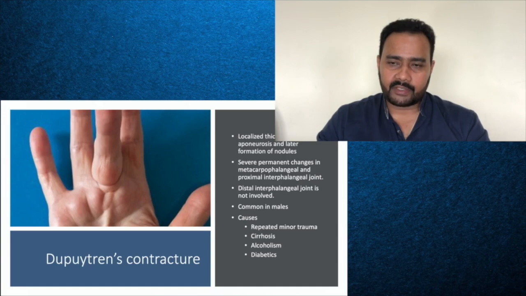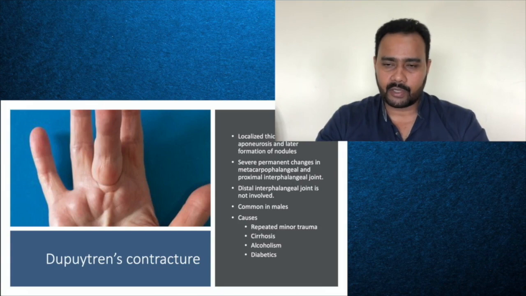So Dupuytren's contracture is a localized thickening of the palmar aponeurosis, which later forms into a nodule, and there is difficulty of flexion. The joints involved are the metacarpophalangeal joint as well as the proximal interphalangeal joint, and the distal interphalangeal joints are not involved. What is the anatomical basis behind that? The palmar aponeurosis is not attached to the distal interphalangeal joint.